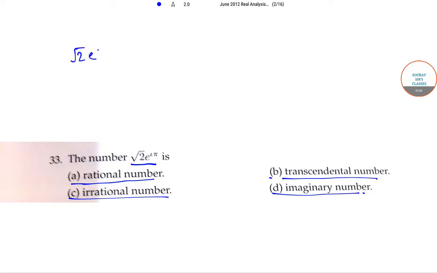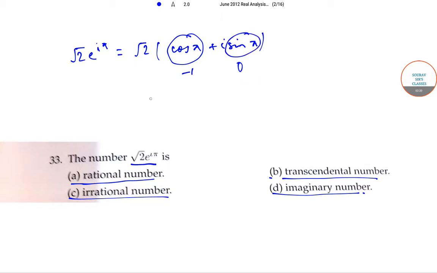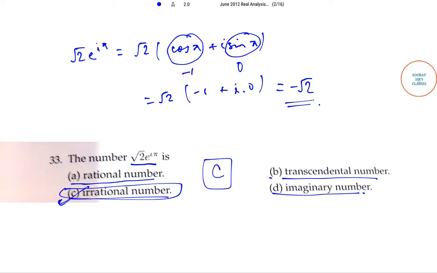Now, root 2 into e to the power i pi is equal to root 2 into (cos pi plus i sin pi). Now, cos pi is equal to minus 1, whereas sin pi is equal to 0. So this becomes root 2 into minus 1 plus i into 0, that is minus root 2, which is clearly an irrational number. Therefore option C is the correct answer.